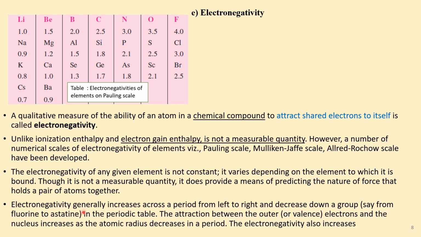Electronegativity generally increases across a period from left to right. You can see electronegativity increases in a period from left to right and decreases down the group, say from fluorine to astatine. In the period, the attraction between the outer or valence electrons and the nucleus increases as the atomic radius decreases, so the electronegativity also increases.